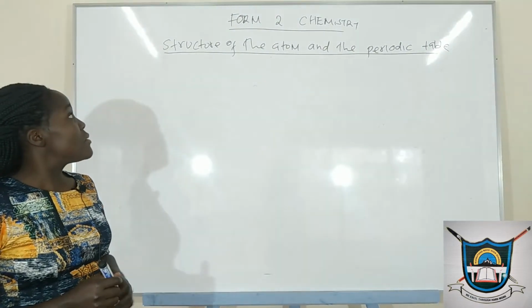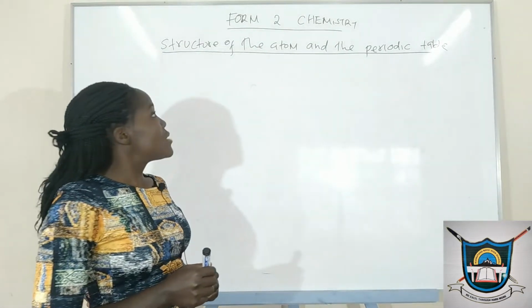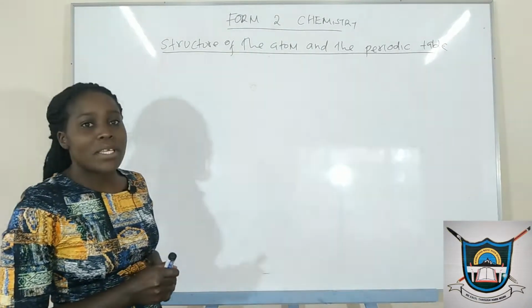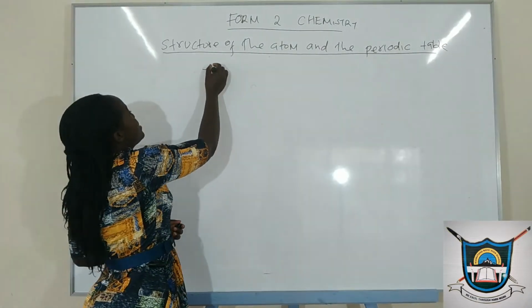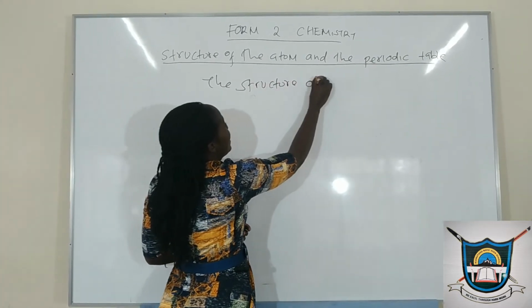I want to deal with Form 2 chemistry, and the first topic is structure of the atom and the periodic table. We are going to begin with the first part, the structure of the atom.